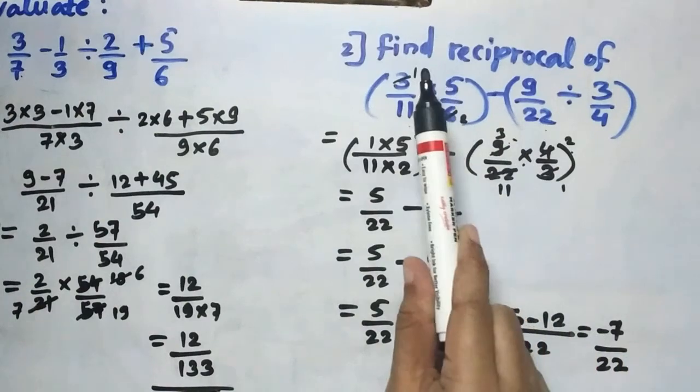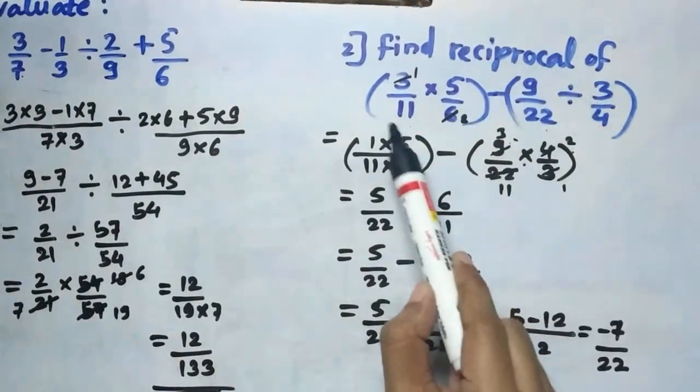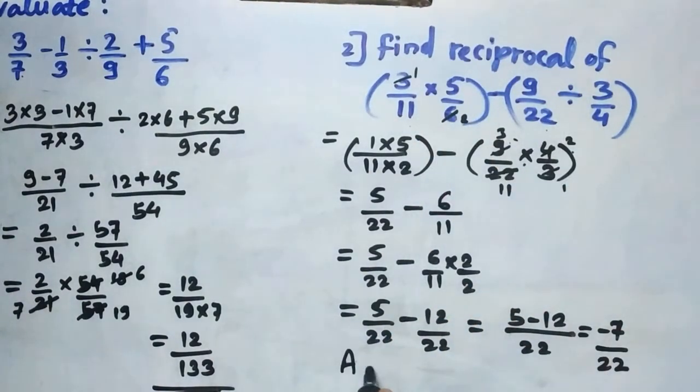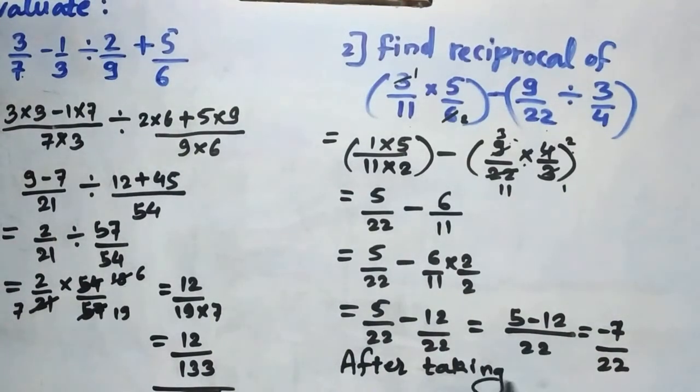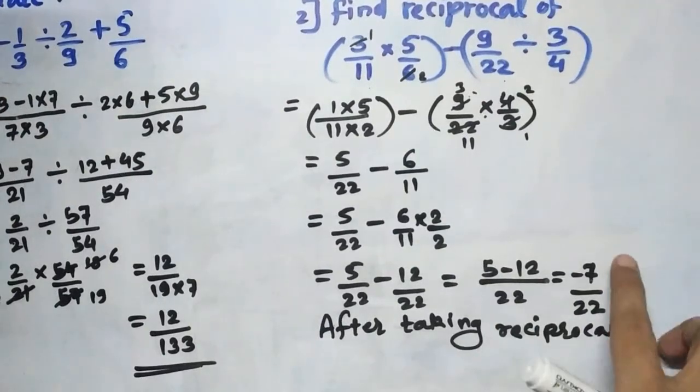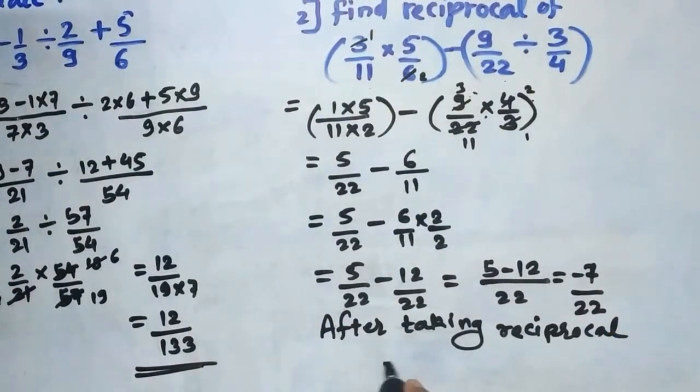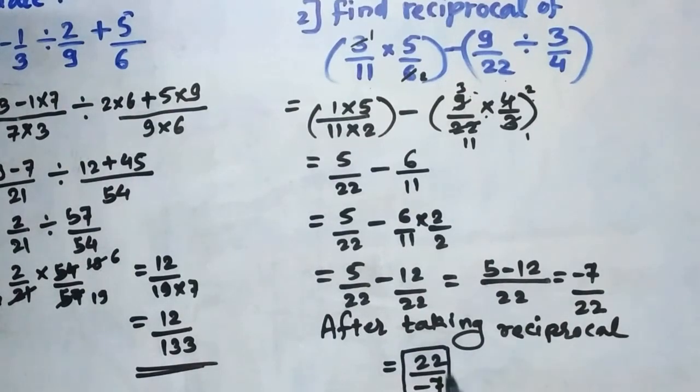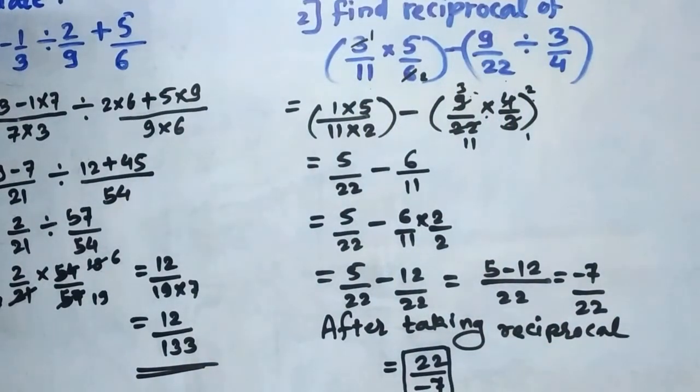But you need to read the question again. Find the reciprocal of it. We need to get a reciprocal. After taking the reciprocal, we just need to flip it. Minus 7 upon 22 will become 22 upon minus 7. So friends, this is 22 upon minus 7. This is the final answer, the reciprocal asked in the question.